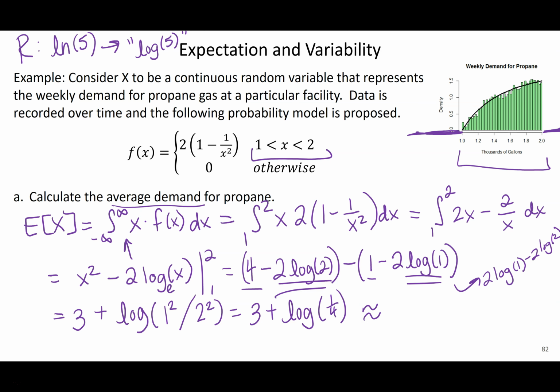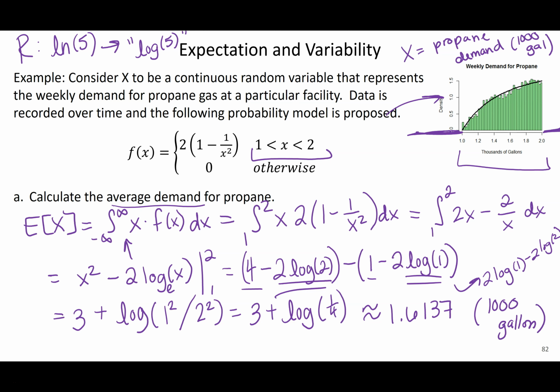And that's going to be about 1.6137. And note, X is propane demand in 1,000 gallons. So on average, based on this distribution here, I could expect an average of 1.6137 thousand gallon demand in a week at this facility. So that's what this is getting at.